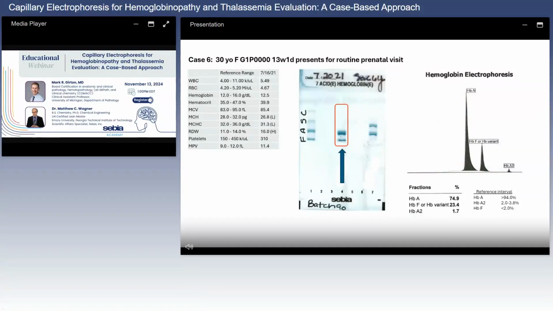of 2% to 3.8%. Looking at the CBC indices, this patient does not have anemia and is normocytic. They do have some abnormalities in MCH and MCHC, so mean corpuscular hemoglobin and MCH concentration. Also, the red cell distribution width, which essentially is a measure of how variable in width the erythrocytes are, is increased. And on acid gel, we see the two peaks here for hemoglobin A and F.